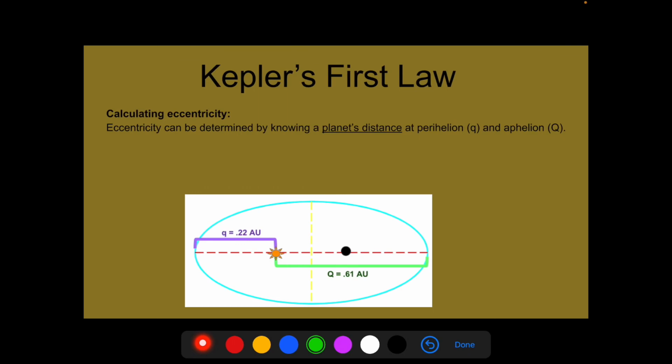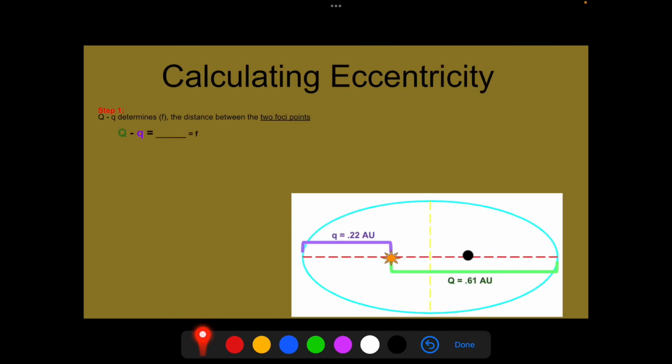Okay, so that's the concept behind it, but now we are actually able to calculate this. This is what we did in our Big E Explorer. We used our small q and our large Q values, from sun to perihelion and sun to aphelion, to calculate how elliptical the orbit is, or its eccentricity. Since we know a planet's distance at aphelion and at perihelion, we can calculate the eccentricity. We're going to do this one together.